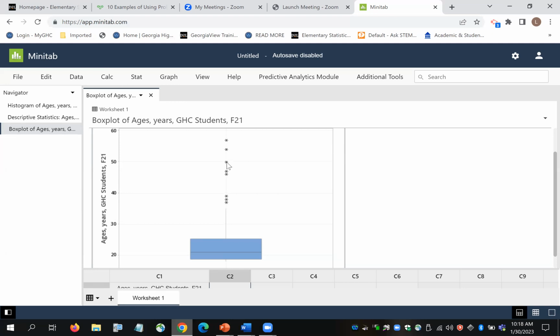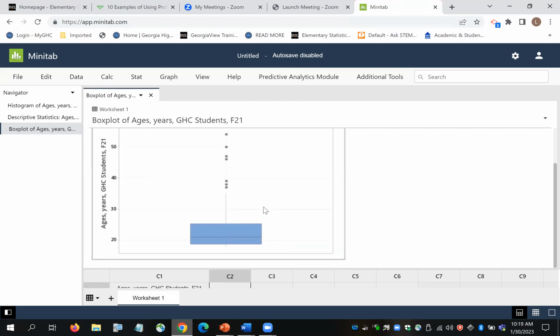So in this case, the ages of 57, 54, 50, 47, 46, 39, 38, and 37 are considered outliers. So this particular data set has 8 outliers because there are 8 stars.